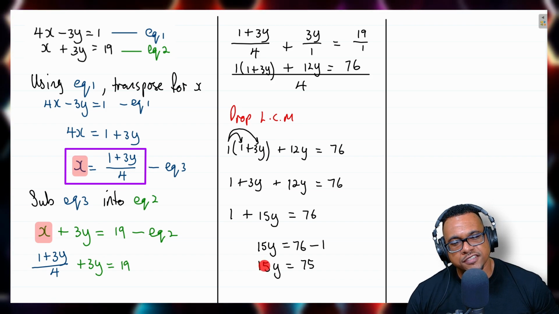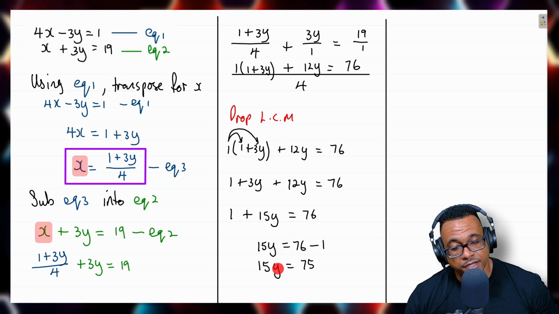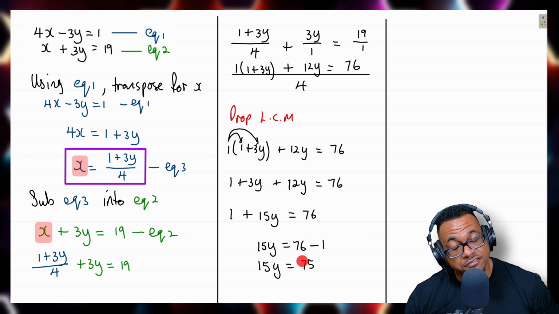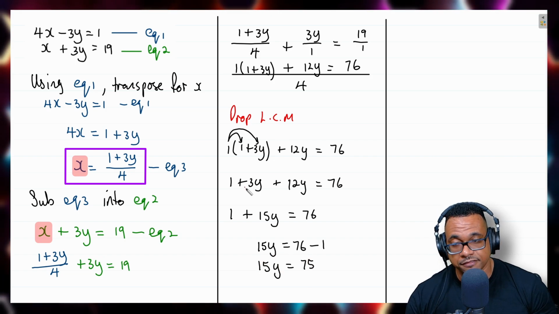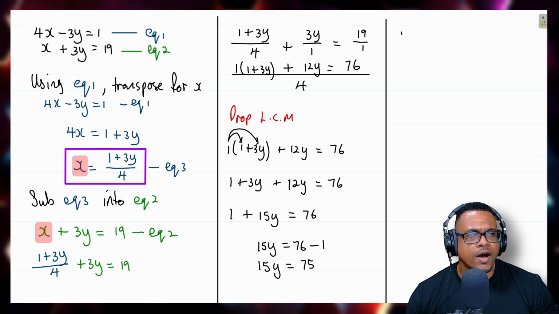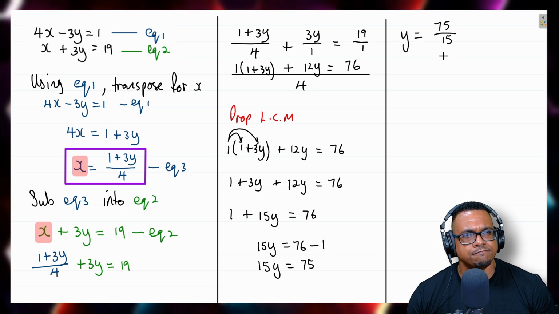So now we could just transfer this 15 across. The 15 is being multiplied by the y. So when you transfer it across, it turns to division and goes under the 75. So we're going to have y is equal to 75 divided by 15. 75 divided by 15 is 5.